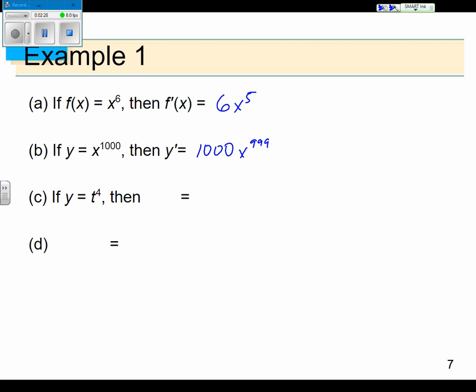Think so? All right, what if I give you y is equal to t to the 4th and I ask for dy over dt? Yeah, that's just the Leibniz notation of derivatives. Yeah, it's the same thing.